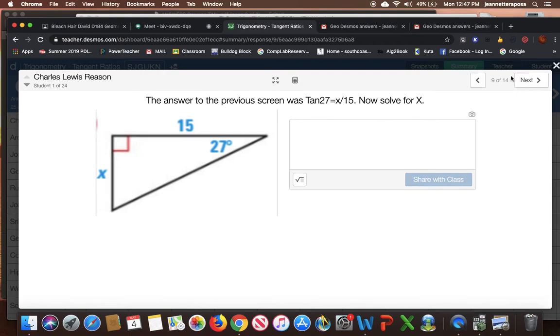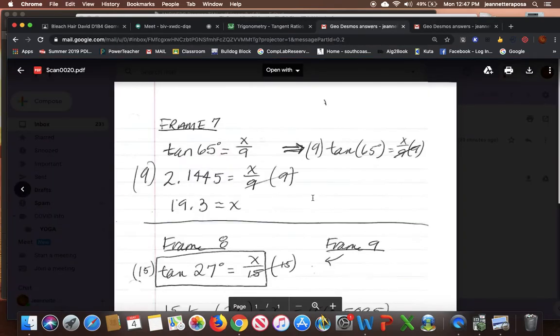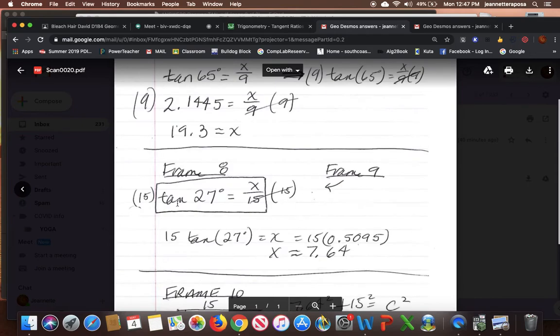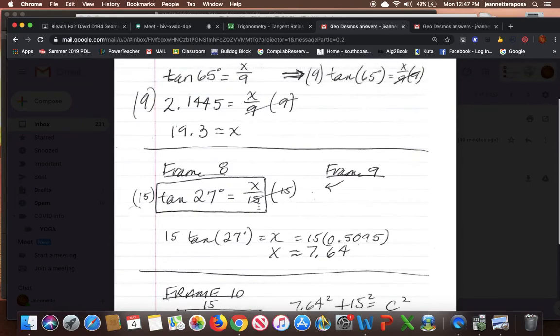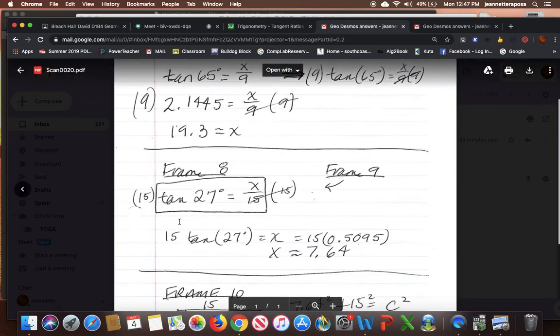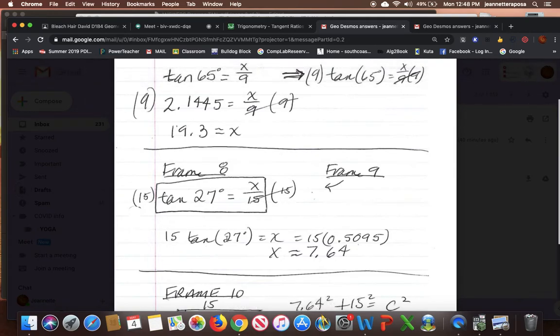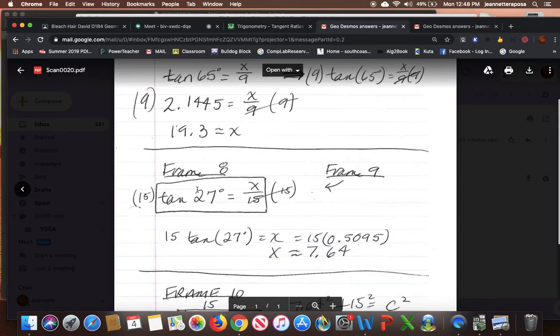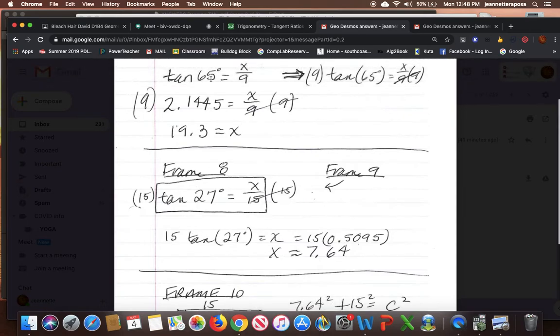So to do that, this is frame 9. I'm going to go back to my answer key, which is right here. Frames 8 and 9: the tangent of 27 degrees is x over 15. Just multiply each side by that denominator 15, and you'll get 15 times the tangent of 27 degrees is equal to the length we want. Or you could have found the tangent of 27 degrees first and then multiplied that by 15.